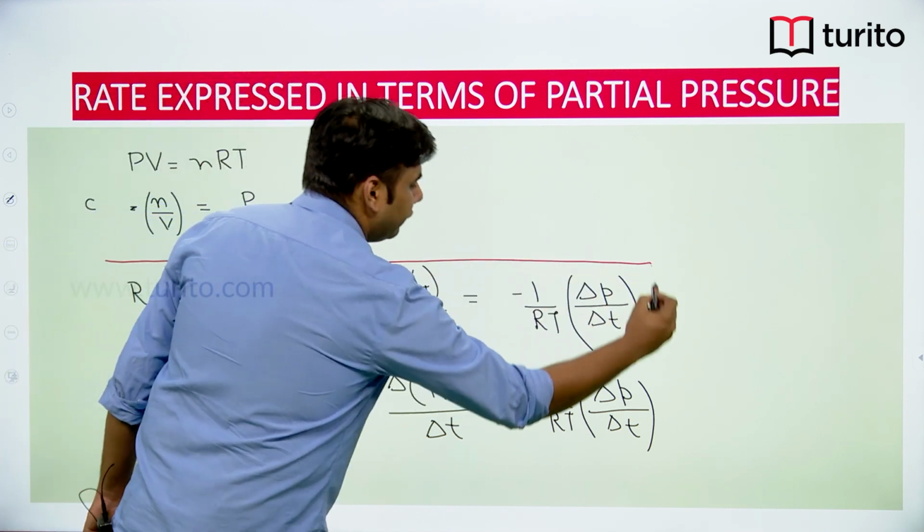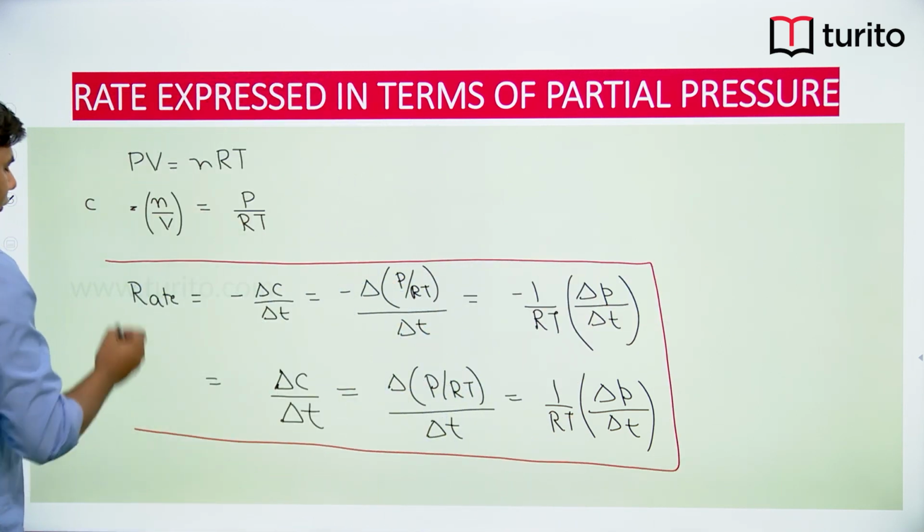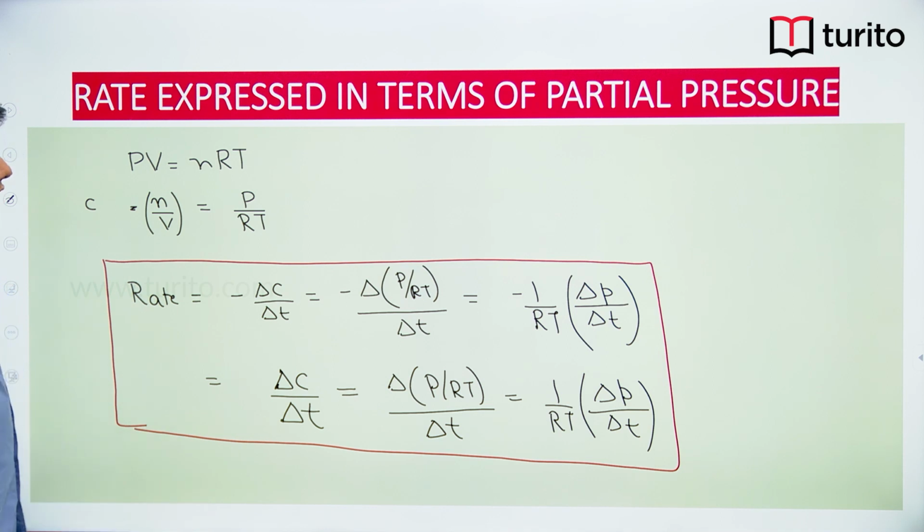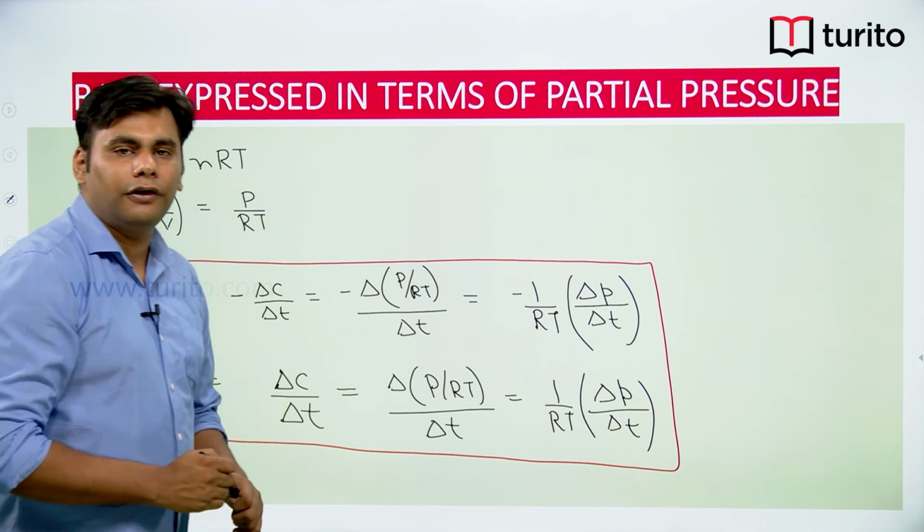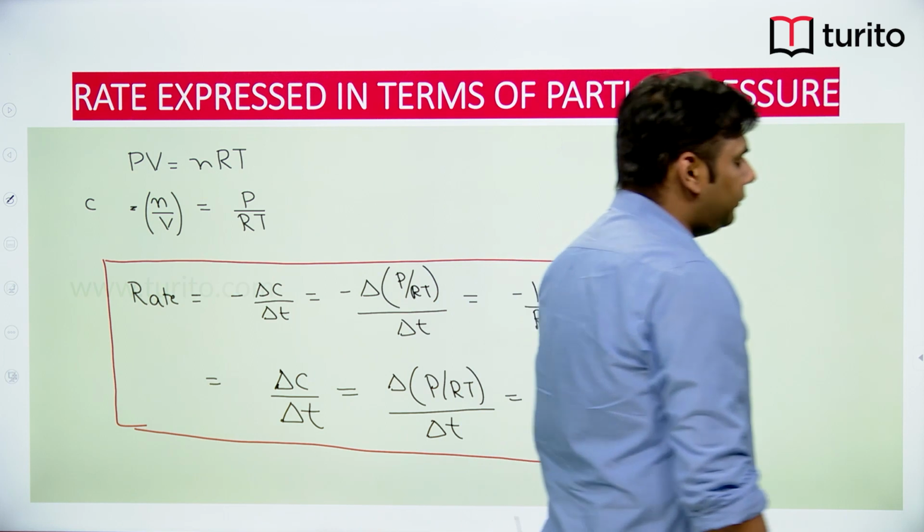So this is the relationship between rate which is expressed in terms of concentration and the rate which is expressed in terms of partial pressure. So just note it down.